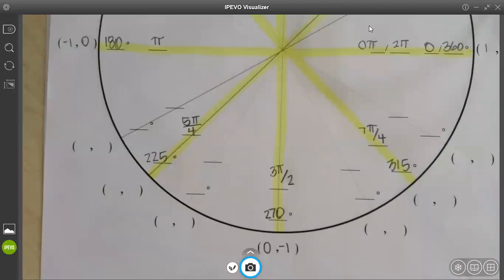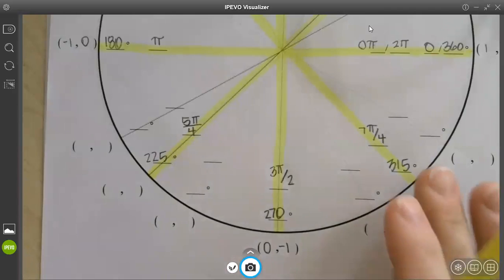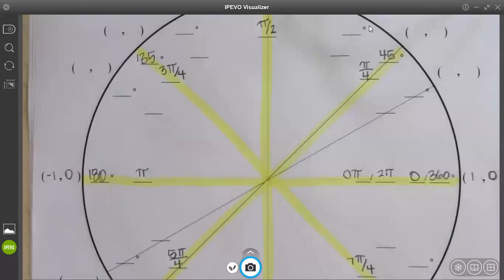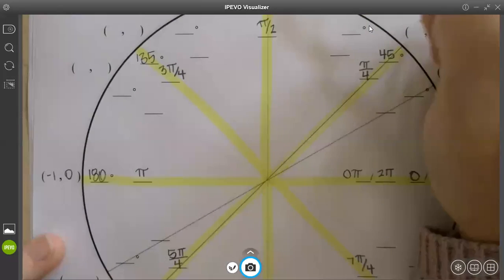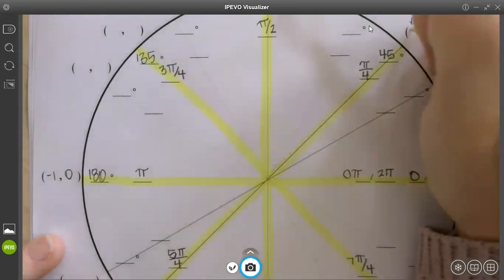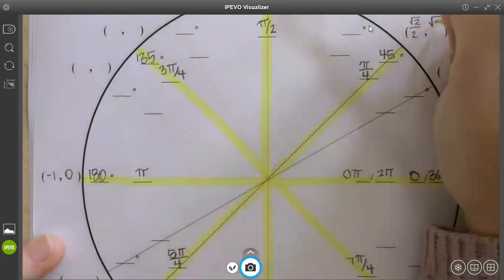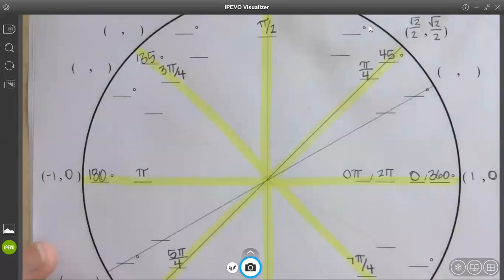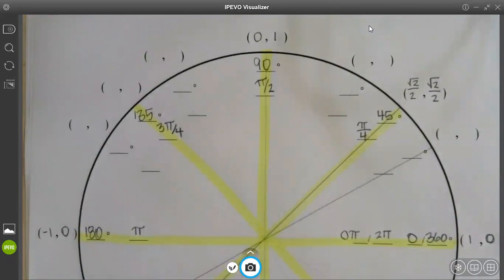All right, and then your coordinates for 45s are the easiest to remember because they're always the same. For 45, remember a 45, 45, 90 triangle is an isosceles triangle. Does everybody understand that? That means both sides are the same, so your X and your Y are the same. So your 45 coordinates are square root of 2/2.